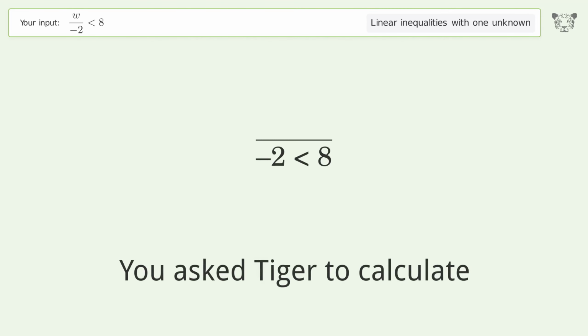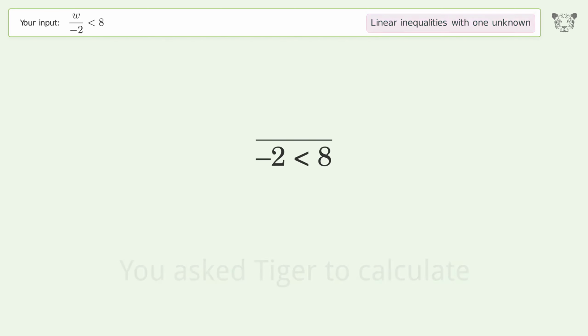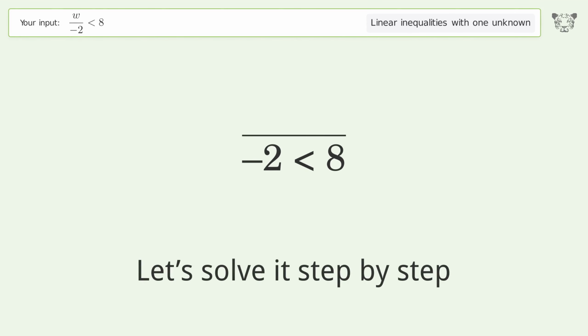You ask Tiger to calculate. This deals with linear inequalities with one unknown. The final result is w greater than -16. Let's solve it step by step.